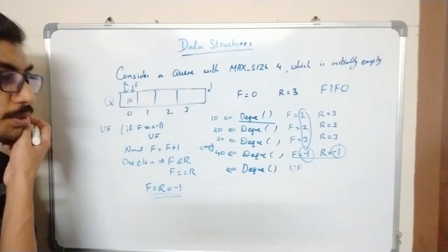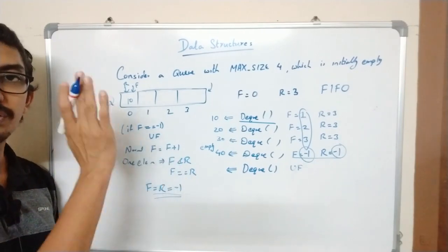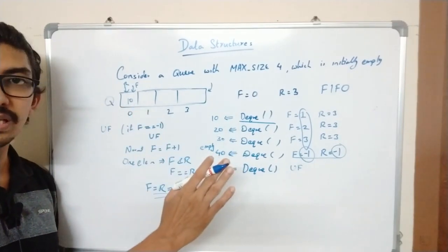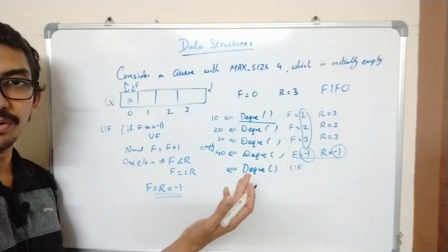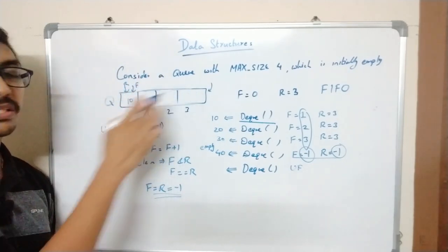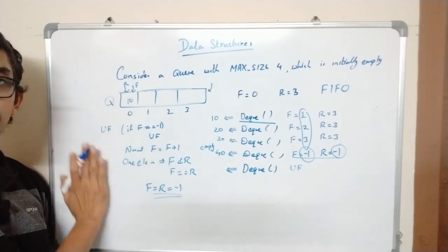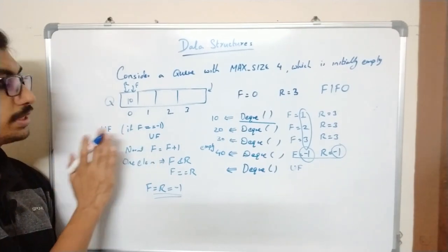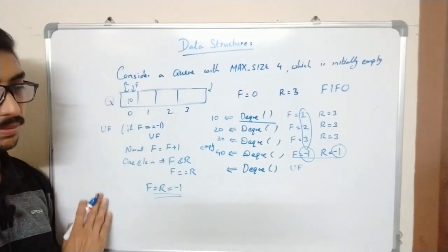So in the case of NQ, if the queue is empty, for the first insertion you will make front and rear 0. For all other insertions, rear will be incremented by 1. To check the overflow condition, you will check whether rear is equal to max size -1. And in the case of a deletion, or DQ, to check underflow, you will check whether front and rear are -1. If they are -1, the meaning is that the queue is empty.